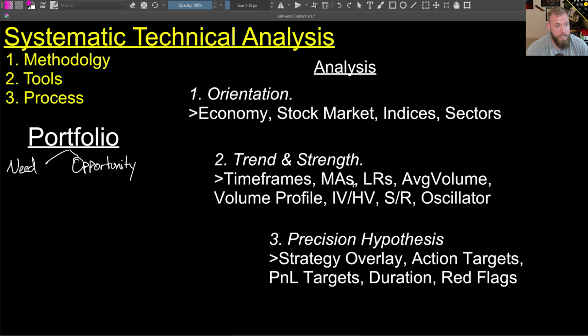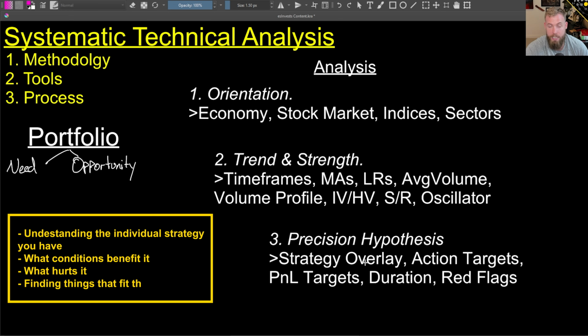So this allows me, after I conduct this analysis, to figure out what strategy I'm going to use. However, again, remember, sometimes I will come into this already knowing what strategy I want to put on and then filtering for that strategy. So the important part here is also understanding the individual strategy you have in your toolkit and what conditions benefit it, what hurts it, and then finding things that fit that.